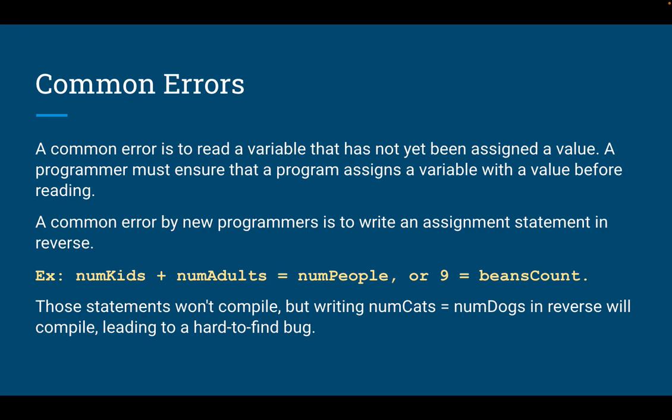Exactly. And the same scenario with 9 equals beanCount. We would want to reverse that. So as a rule of thumb, assignment is always which direction? Left. Perfect.